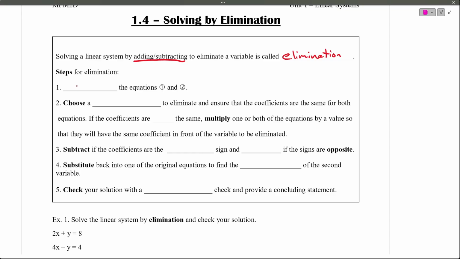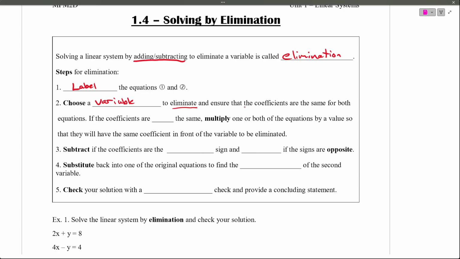First up, as always, we're going to label our equations as 1 and 2. So make sure you have those ones clear. We're going to choose one of the variables to eliminate. It doesn't really matter which one, whichever one seems to be the easiest to work with.